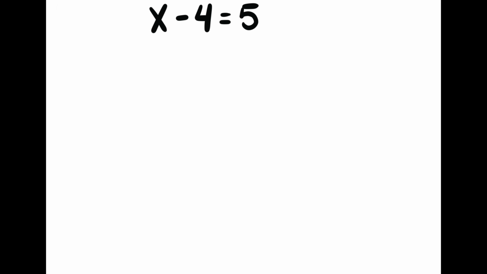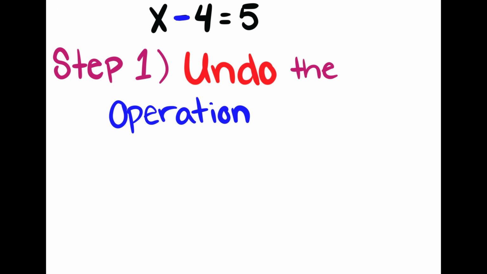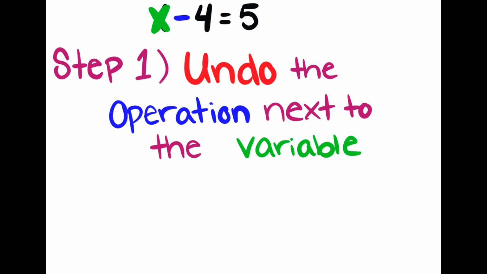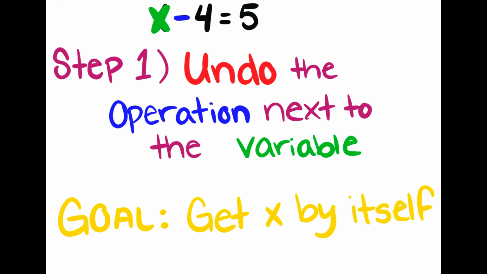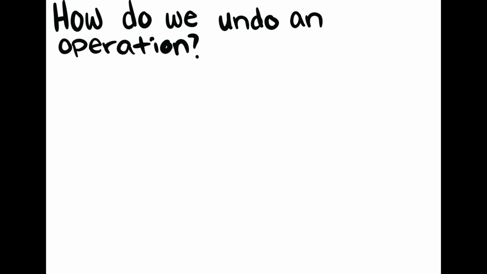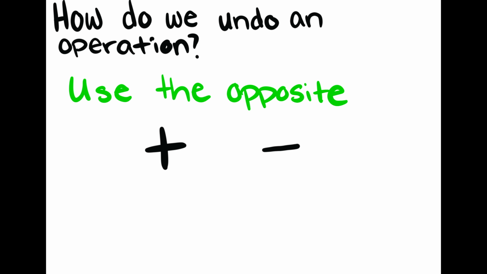Cool. Now that we are on the same page, let's get started with an example. The one step in a one-step equation is to undo the operation next to the variable. Our goal is always to get X, or whatever variable, by itself. But wait. How do we undo an operation? We use the opposite operation. The opposite of addition is subtraction and vice versa, and the opposite of multiplication is division and vice versa.